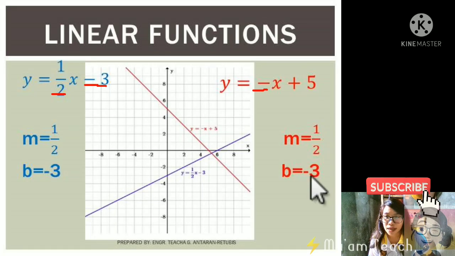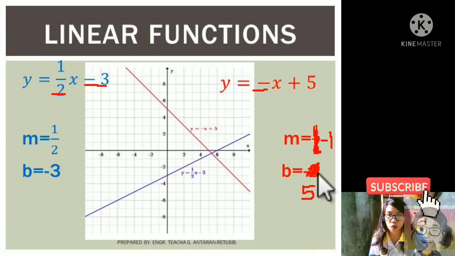I'm sorry, kindly correct, this is 5. This is 5. I'm sorry, this should be negative 1. Kindly correct that, class. Okay. We have negative 1 and we have positive 5. Okay? So just by looking at the equation, you'll be able to determine right away the value of the slope and the value of the y-intercept.